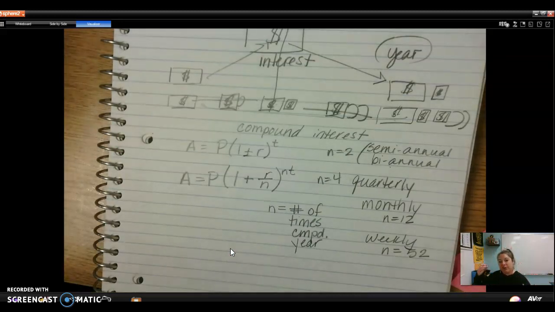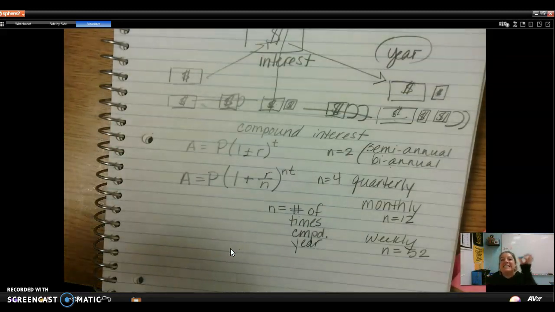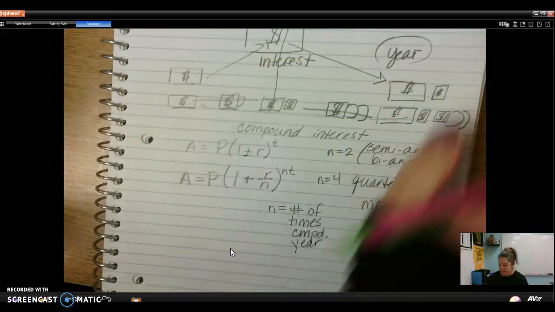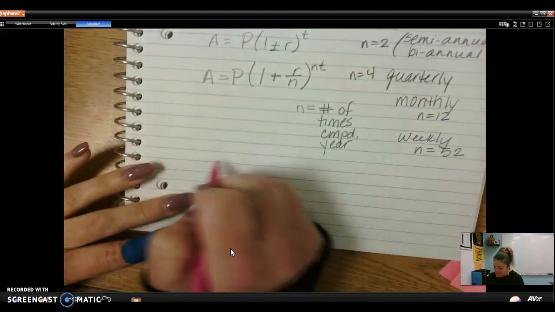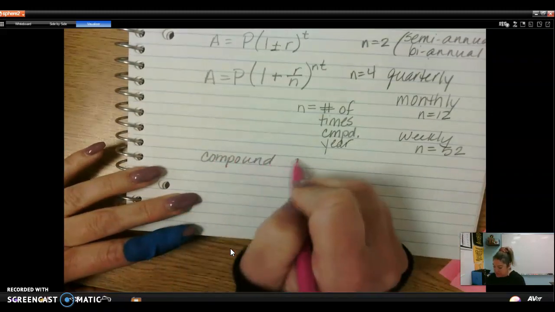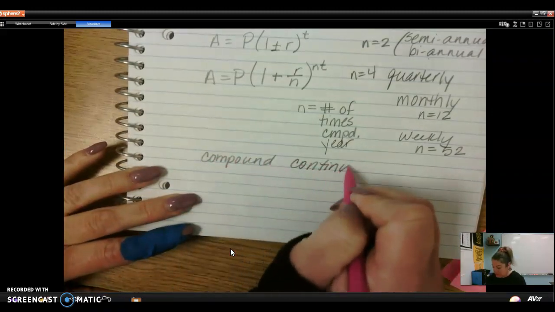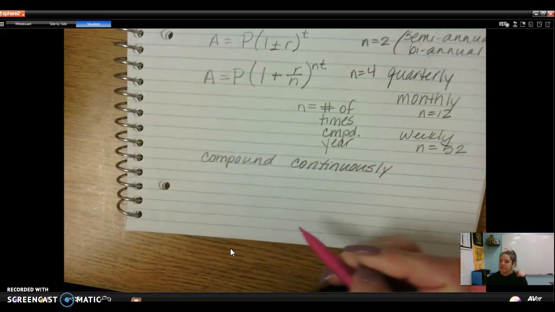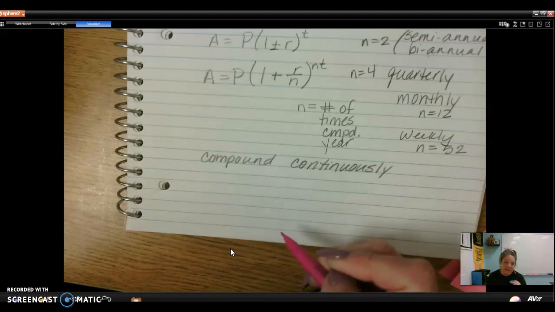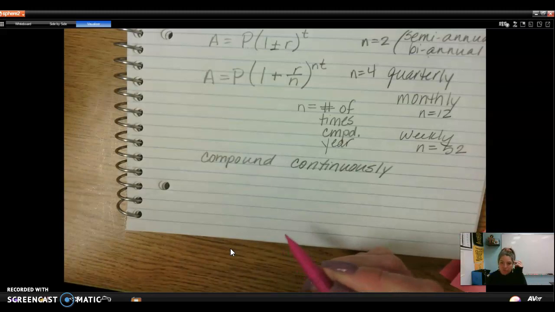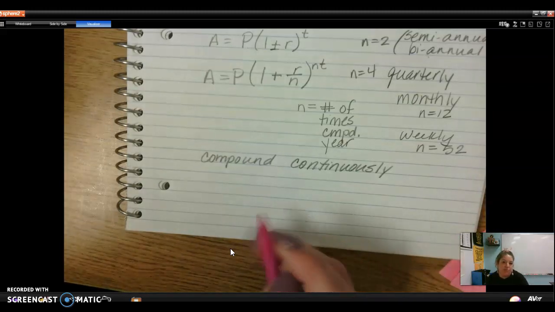Sometimes the computer program will run continuously, meaning it is continually adding more and more money, okay? More and more money. That is called compounded continuously. The program is just constantly adding and adding and adding money. Now, it's not like it's adding a lot of money. It's adding like pennies, right? We're talking like fractions of pennies, okay?